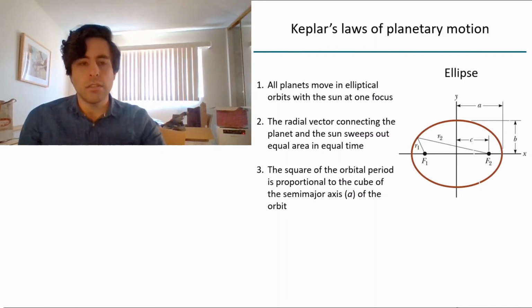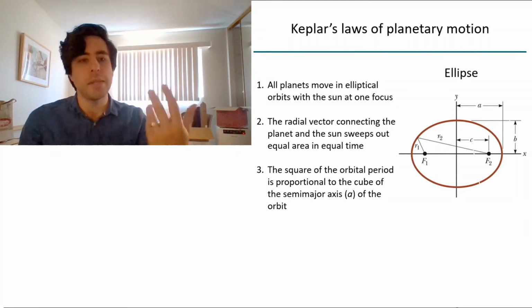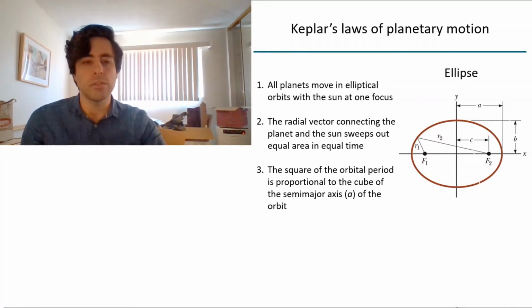In the last video, I showed you Kepler's laws of planetary motion, which describe the motion of the planets around the sun, both the shape and the speed, the shape of the orbit and the speed of the planets as they go through these orbits.